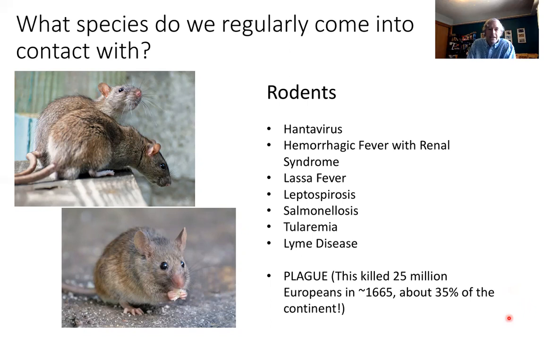That was the plague. It killed about 25 million Europeans in 1665. Although that's a lower number than were killed by the Spanish flu in the early 20th century, at the time the population of Europe was much lower, so 25 million Europeans was 35% of the continent. So that's 1 in 3 people living in Europe died because of a disease that was able to jump between rats and people. So that's a big deal.